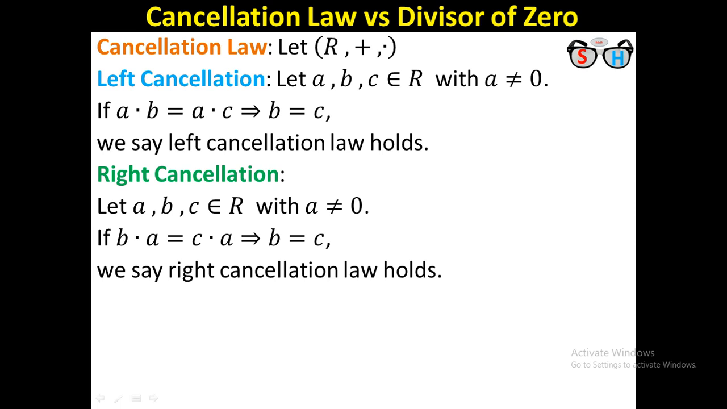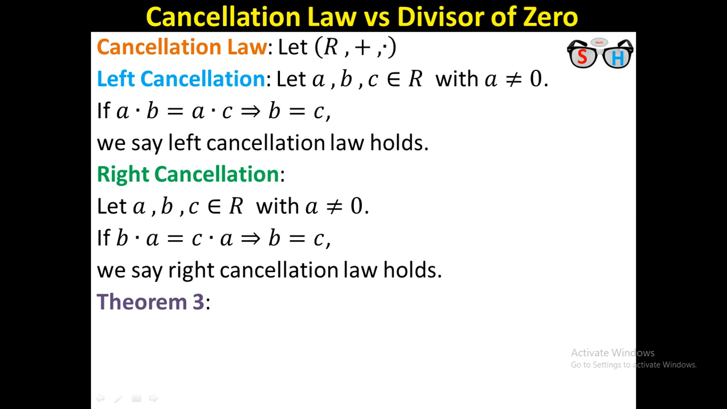In the first case, we cancel a from the left side of multiplication, so it is called left cancellation. Here we cancel a from the right side, so it is right cancellation law. And please remember, the element which will be cancelled must be non-zero.